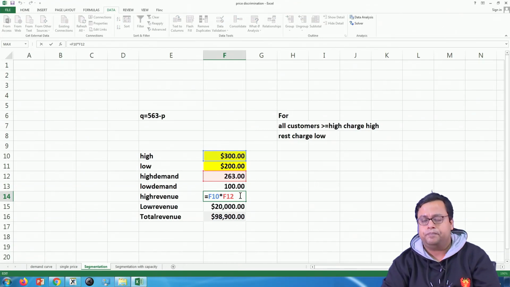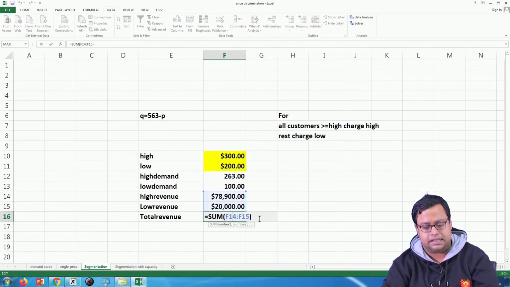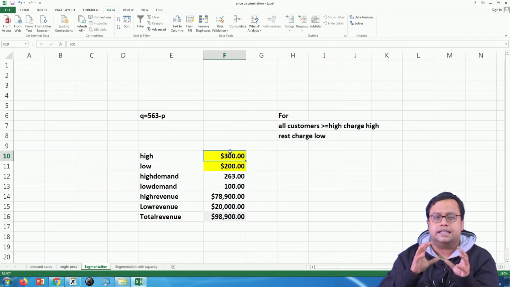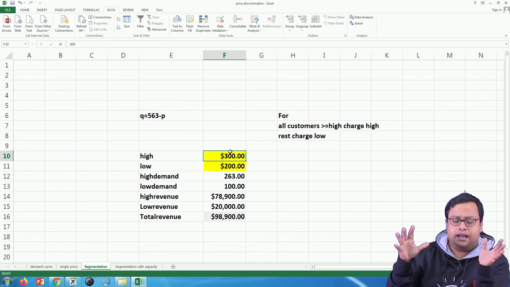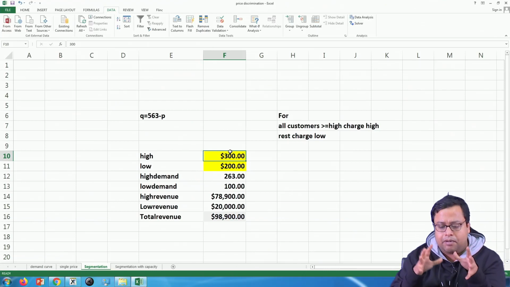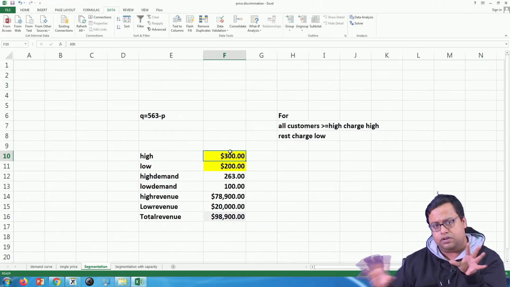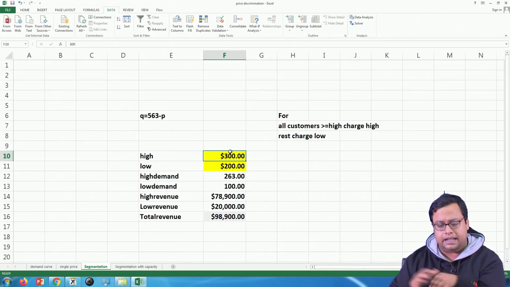Then what is high revenue? High price into high demand. What is low revenue? Low price into low demand. And what is the total revenue? This plus this. Now, your catch is how I will price in such a way that I accumulate the maximum amount of money at the high revenue, but still get a good amount of money in the low revenue. So, together I will do a balance.